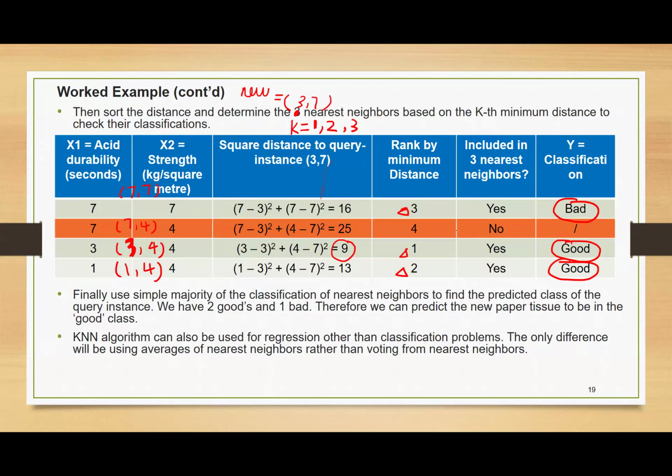Okay, yeah, this is the point here. And this is 1, 2, 3. And then if we don't set 4, because this last one doesn't belong to the 3 nearest neighbors, we don't need to consider it. Unless we set K equal to 4, then we need to also check this data point. What's the classification on this data point?